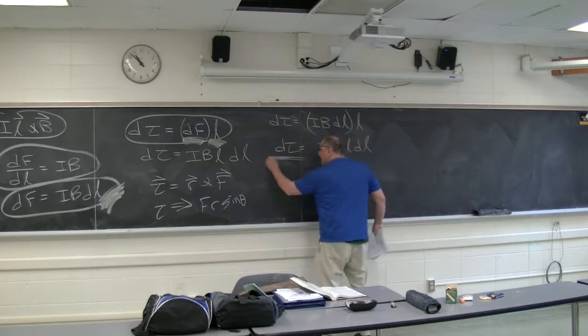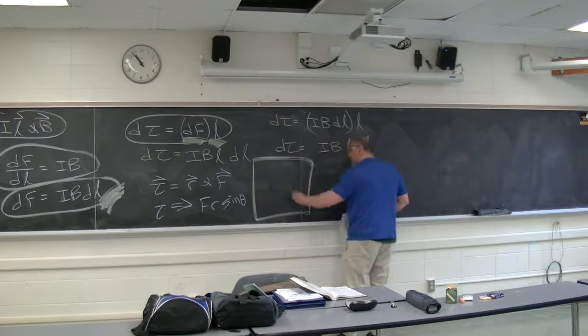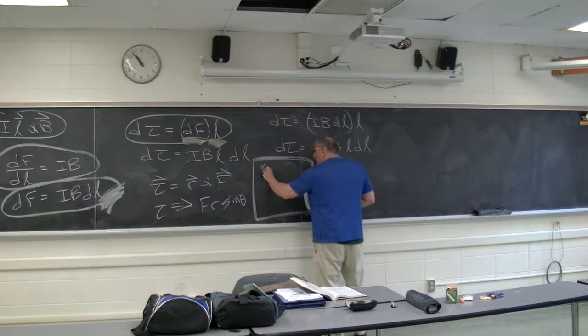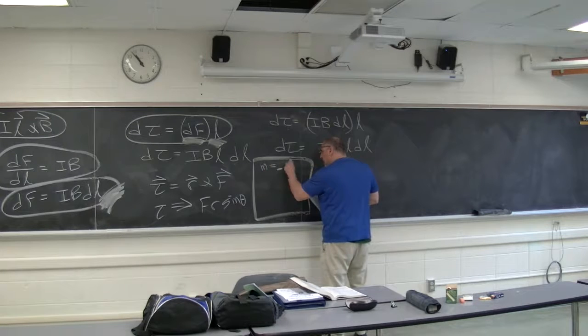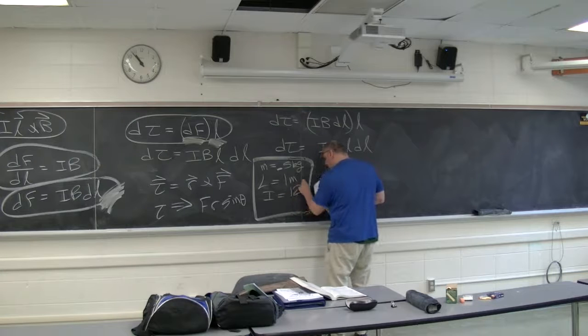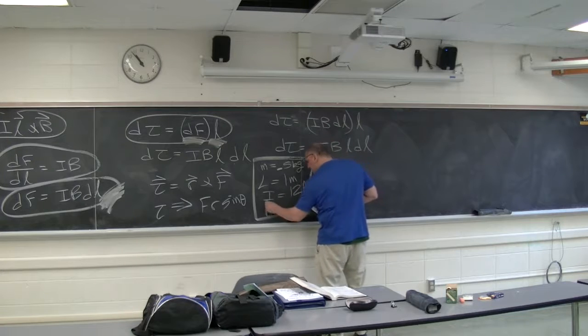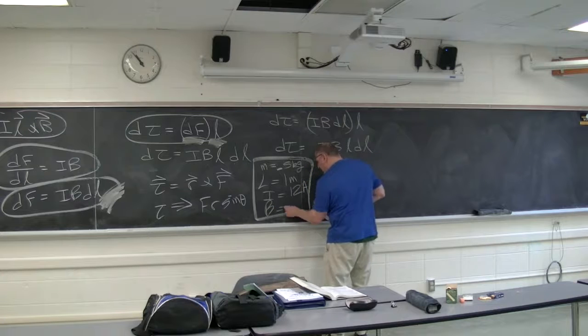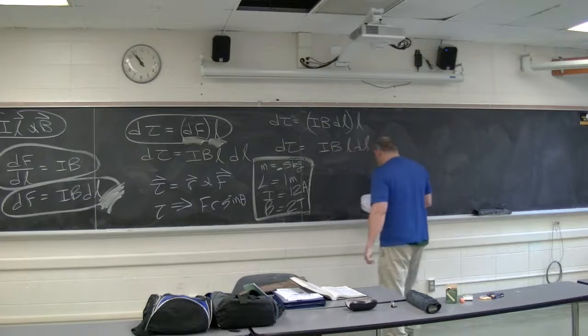Throughout all this process, you've got M is 0.50 kilograms. Big L, the total length, is that. I is 12 amps. B is 2 Tesla.